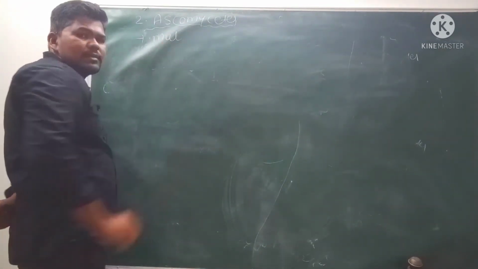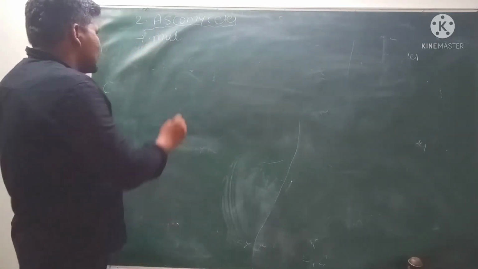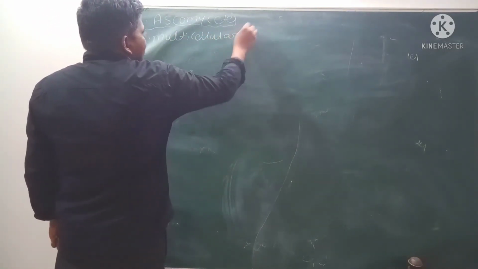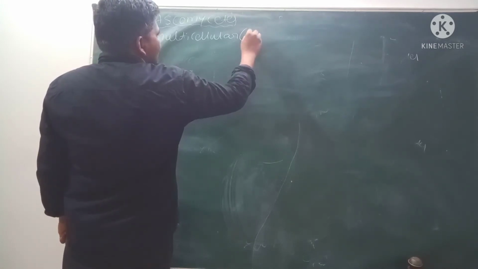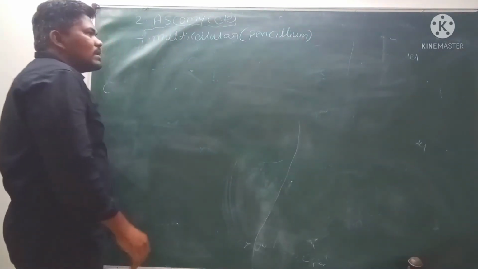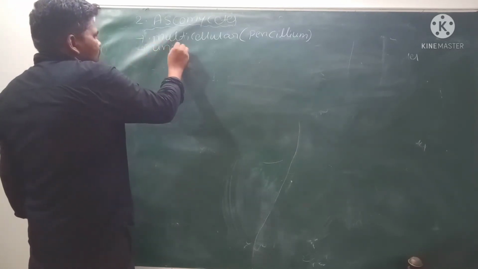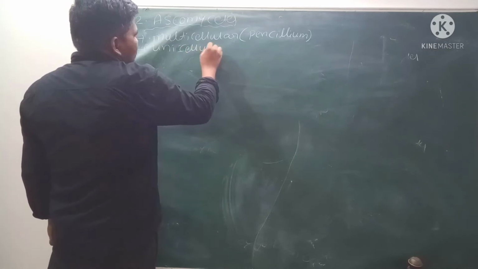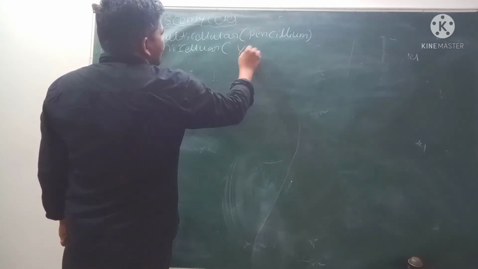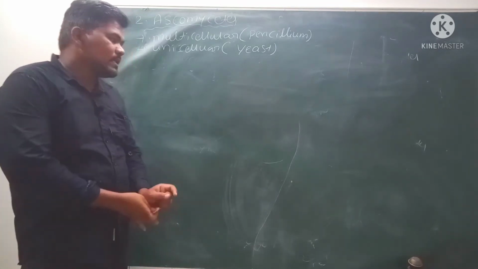If you observe the second group of fungi, that is ascomycetes. Ascomycetes are mostly multicellular. An example of a multicellular ascomycete is penicillium. Some are unicellular. An example of a unicellular fungus is yeast.